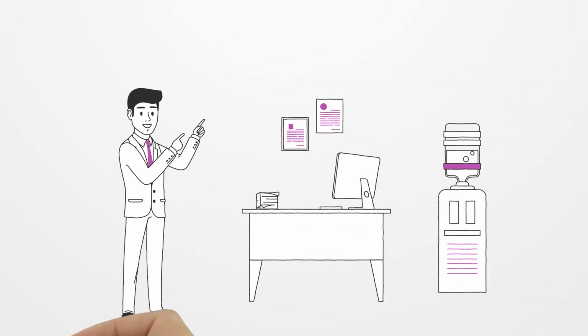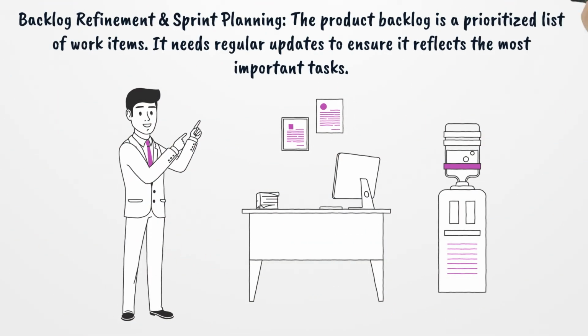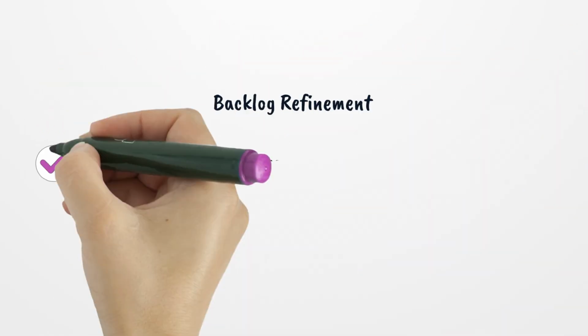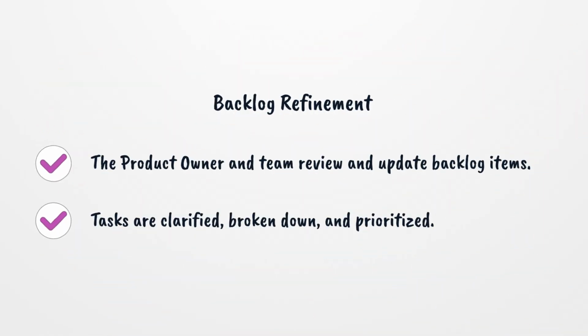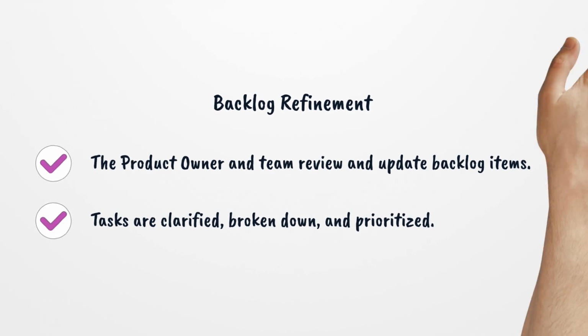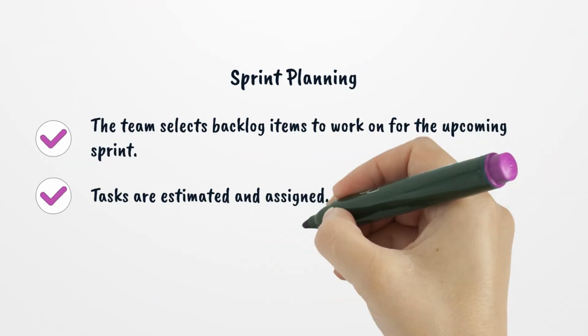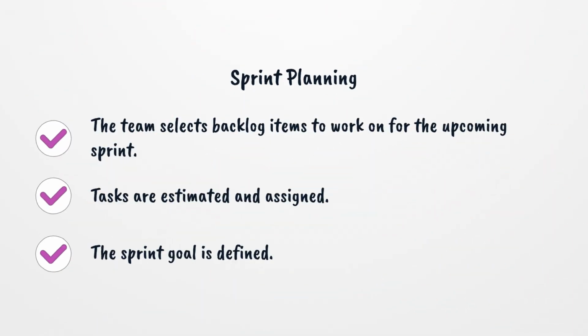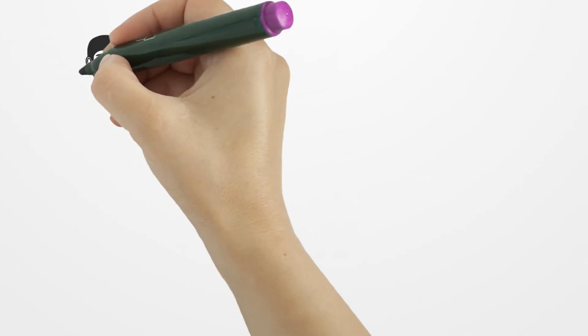Backlog refinement and sprint planning. The product backlog is a prioritized list of work items. It needs regular updates to ensure it reflects the most important tasks. Backlog refinement. The product owner and team review and update backlog items. Tasks are clarified, broken down and prioritized. Sprint planning. The team selects backlog items to work on for the upcoming sprint. Tasks are estimated and assigned. The sprint goal is defined.